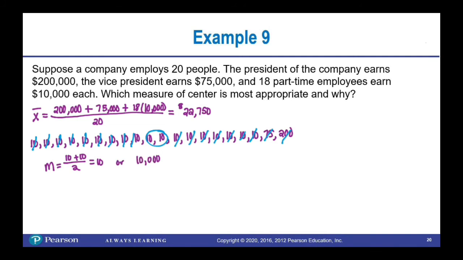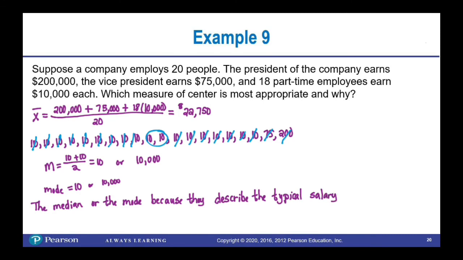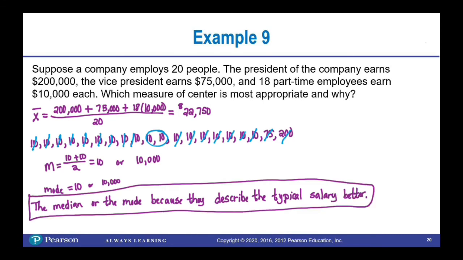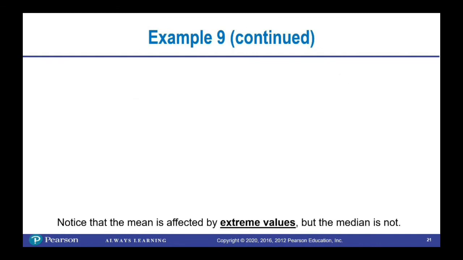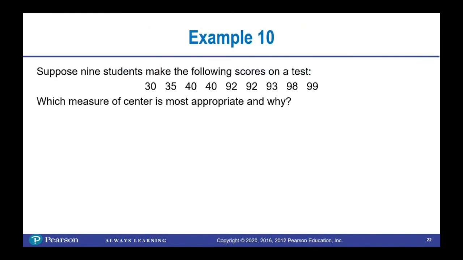The most frequent value, our mode here, would be 10, or again 10,000. Here, both the median and the mode seem to describe a typical salary, and so either of these would be appropriate for our measure of center. As we saw just a moment ago, our mean can be affected by extreme values, but notice that the median was not.